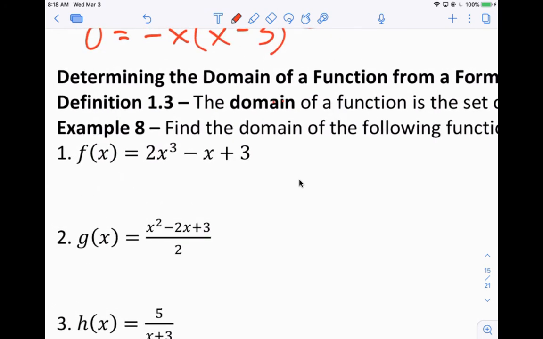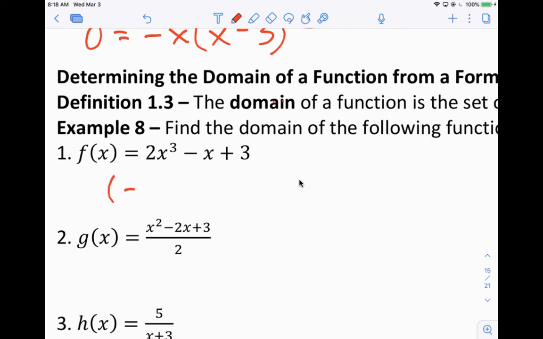So function here, definitely a function. 2x to the third minus x plus 3. Cubic that has been transformed a little bit, but multiplication, powers, negative or subtraction, and addition all closed.